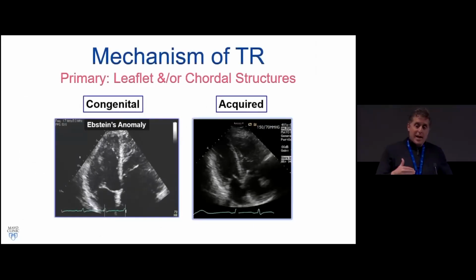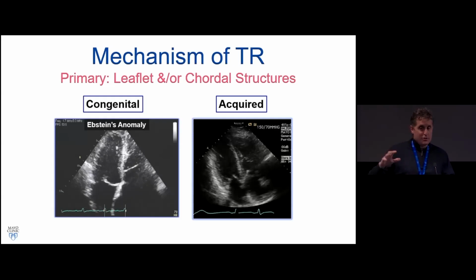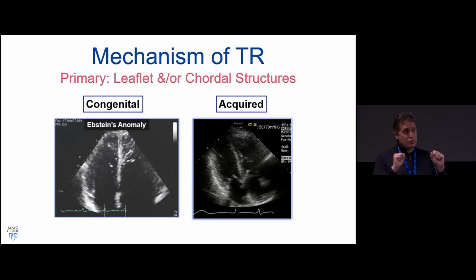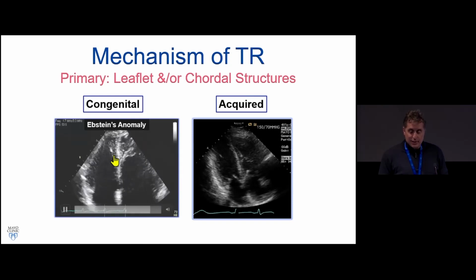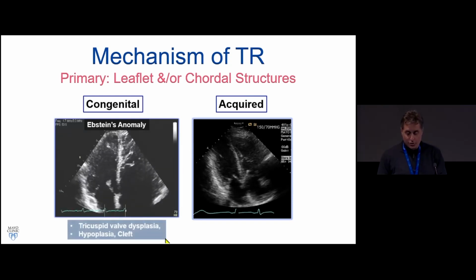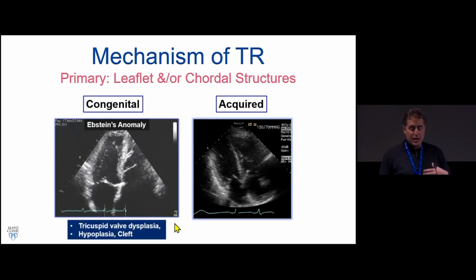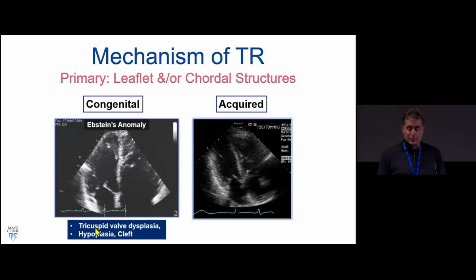Now, when we think of the mechanism of tricuspid regurgitation, same with the other AV valve, it can be a primary problem. This is a primary problem with the leaflets and/or chordal structures. So on the left, we see a congenital abnormality. This is Ebstein's anomaly, or you can have a dysplastic valve or a cleft valve or a hypoplastic valve.